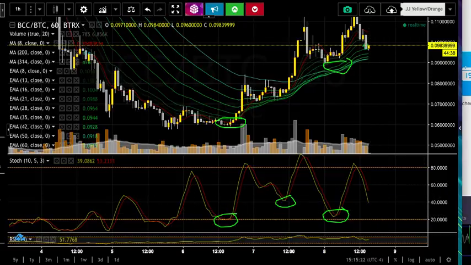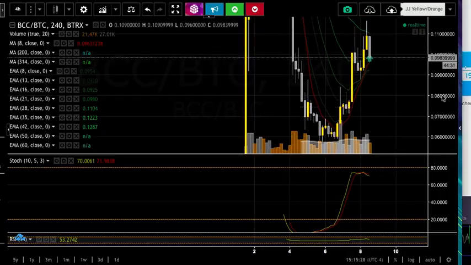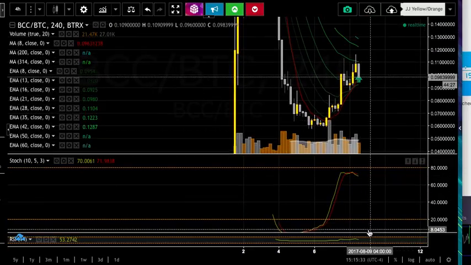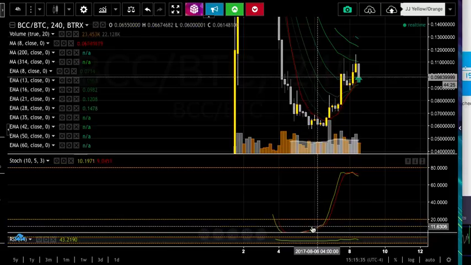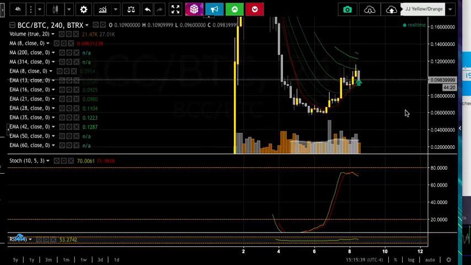If we go to the 4-hour, we like to use them in conjunction. So there's a lot of room for this 4-hour chart to come back down, this 4-hour cycle. And it was very low back here. This is where we should have been picking up more size.